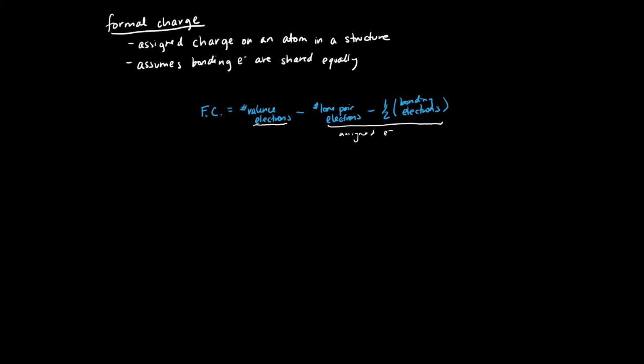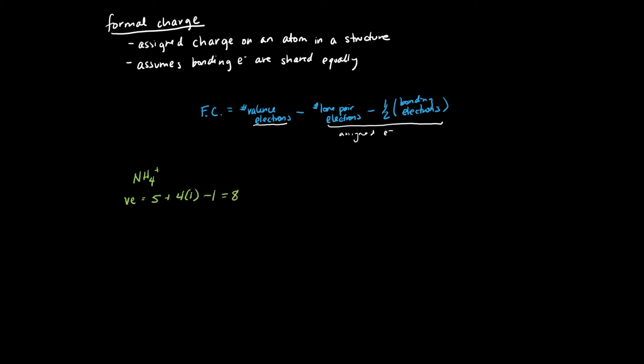To calculate formal charge, we generally start with a structure. Let's use ammonium, NH4+, as an example. First, we'll draw the Lewis structure. The total number of valence electrons in our structure should be 5 from nitrogen, plus 4, 1 from each hydrogen, minus 1 because of the positive charge, giving us 8 total.